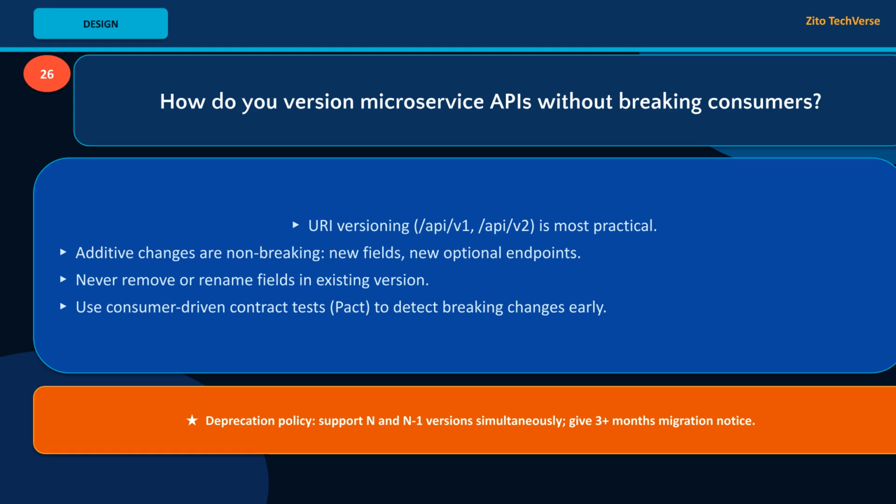When versioning APIs, URI versioning like v1 or v2 is widely considered the most practical approach. Avoid breaking changes. Instead, favor additive updates. Use consumer-driven contract tests, like Pact, to catch breaking changes early, and always provide ample notice before deprecating older versions.